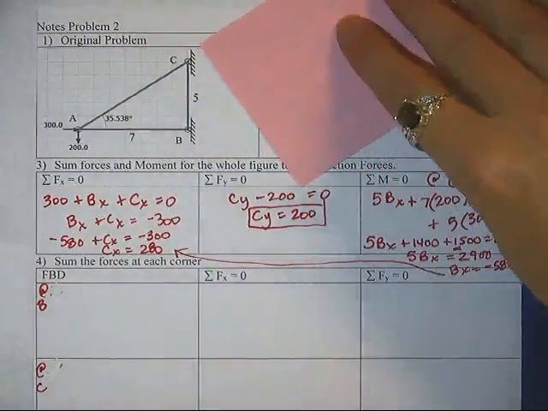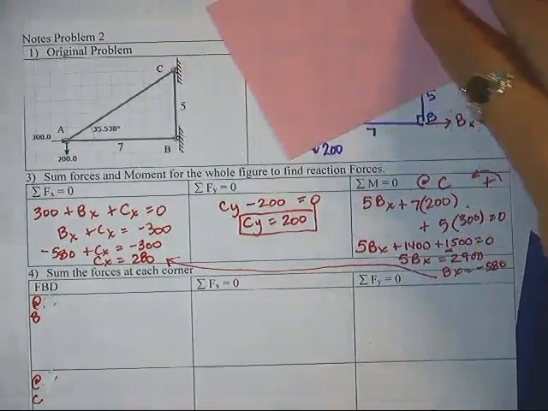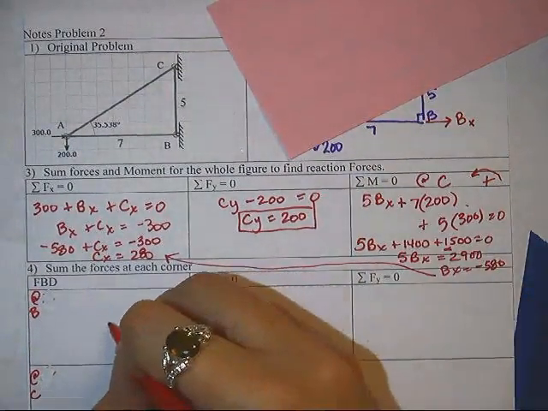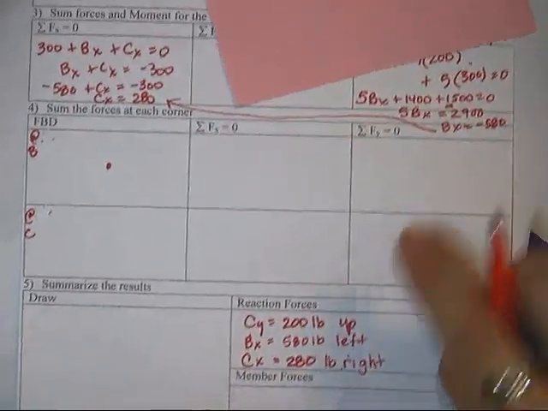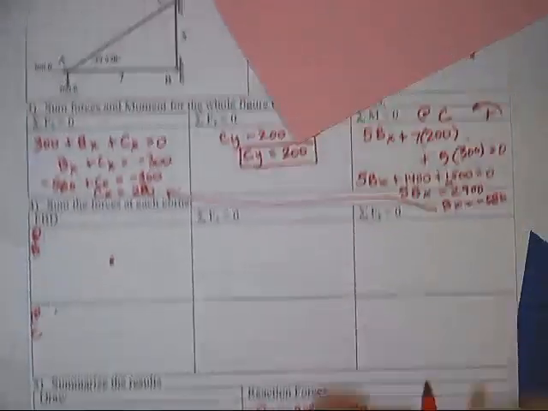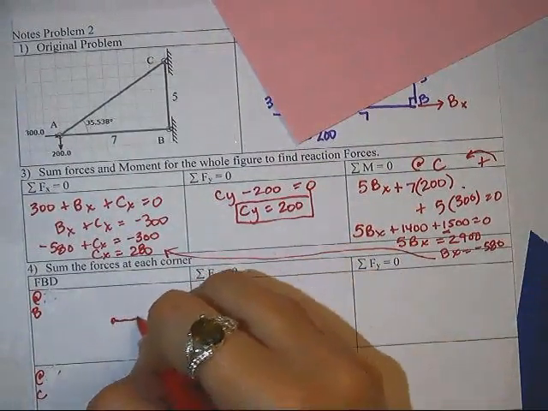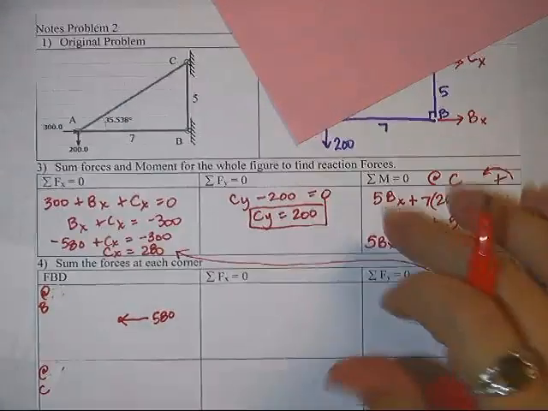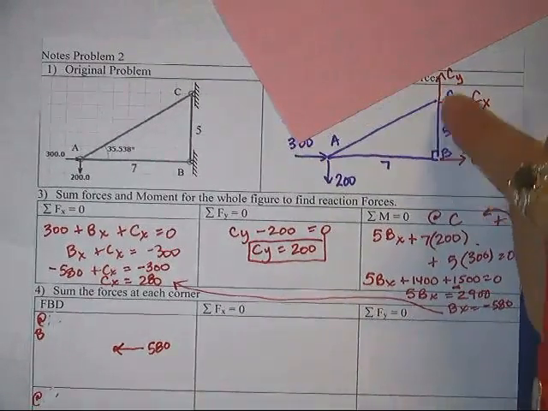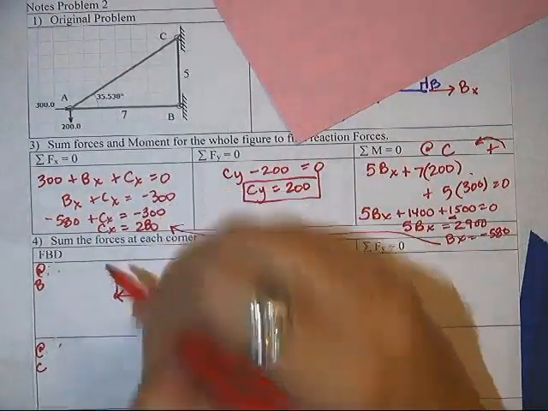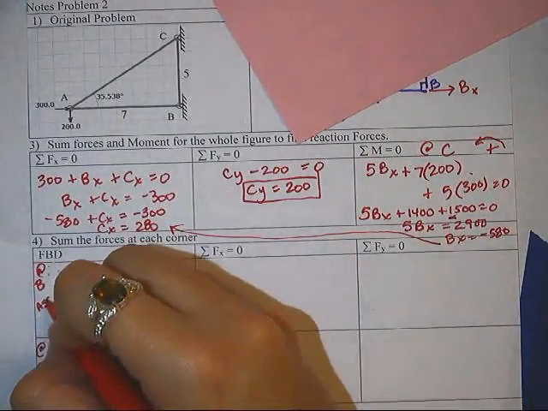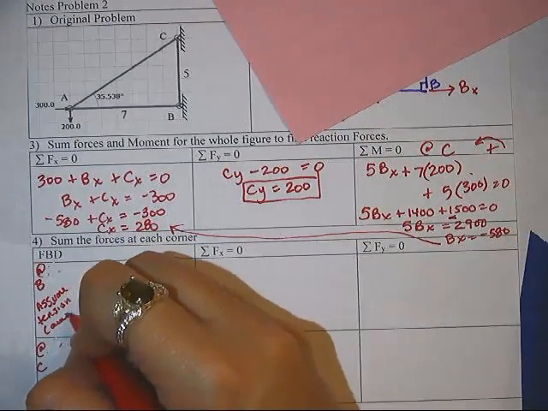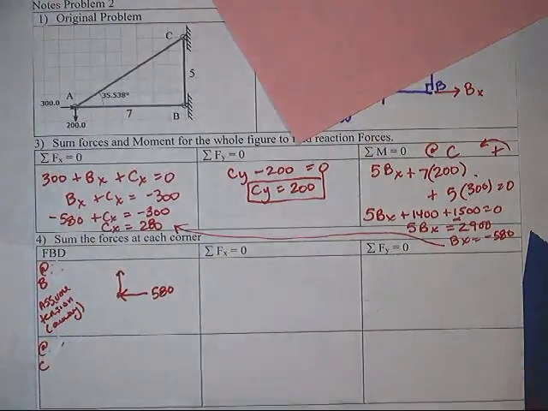So I'm going to look at point B, and again, just like last time, I'm going to consider if I'm just seeing this, what can point B feel? Well, point B can feel BX, which we earlier found BX was 580 pounds to the left. So I'm going to draw that in, 580 to the left. It can also feel this force in BC, and again, just like last time, we're going to assume tension, and that goes away from the point. If I get a negative, it means I have compression.